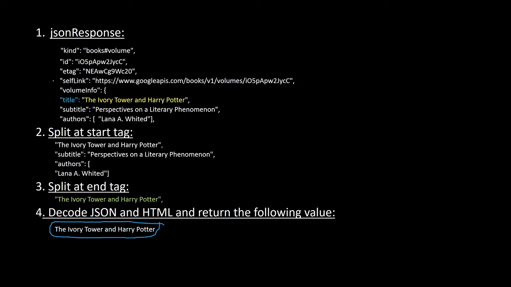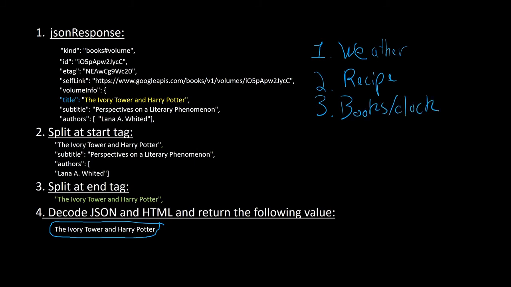Again, we're getting a JSON response from the API based off of what we requested, and then we're going to have to parse it out. So when we look at the examples, I'm going to be doing 3 examples here. The first example will be the weather app. Number 2, I'll do a recipe app. And then I might do a third one for either books or a clock API, just to show you guys some examples.